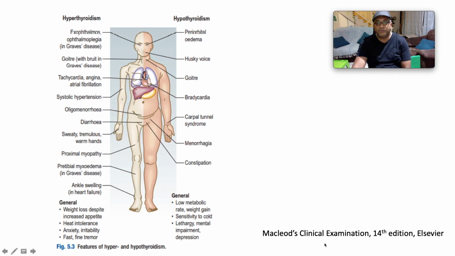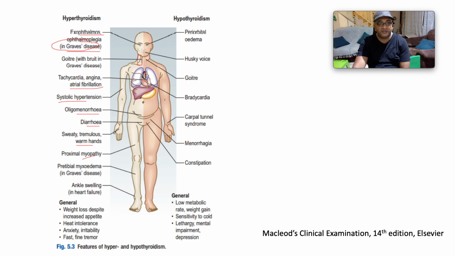All right. So this is a beautiful diagram from Macleod showing us the important differences between hyper and hypothyroidism. So in hyperthyroidism, remember we have eye signs, so exophthalmos, ophthalmoplegia, especially in Graves' disease. We say Graves is going to be a triad of pretibial myxedema, thyroid acropachy, and eye signs. You're going to have a goiter with a bruit in Graves' disease. In the heart, we have tachycardia, angina, and atrial fibrillation, together with systolic hypertension, oligomenorrhea. Remember, so in hyperthyroidism, your menses get less frequent, okay? Diarrhea, sweaty, tremulous, and warm hands. If those hands are cold, that speaks to anxiety neurosis.